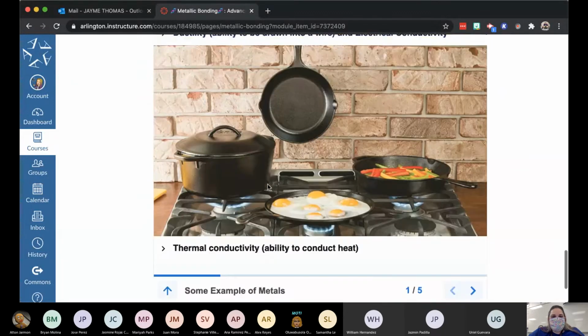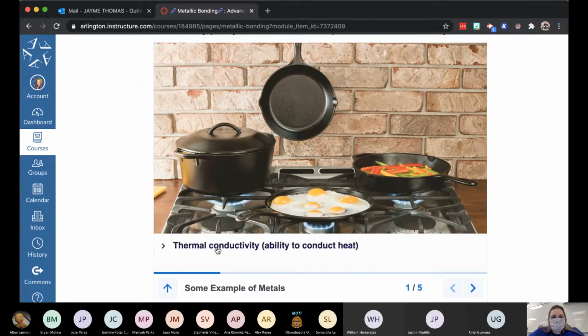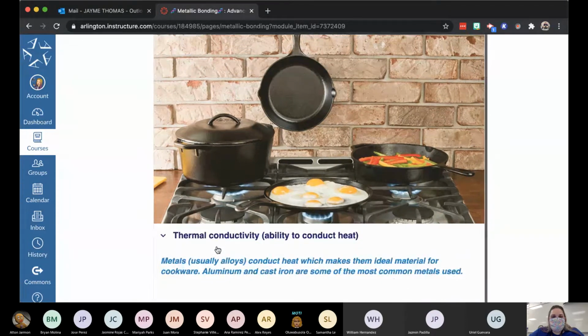And then the last one here is thermal conductivity. So this is different from electrical conductivity. Electrical conductivity is you're conducting the actual electricity. Thermal conductivity is you're conducting heat, okay? And metals are typically good at both. And metals, typically alloys, conduct heat, which makes them an ideal material for cookware.